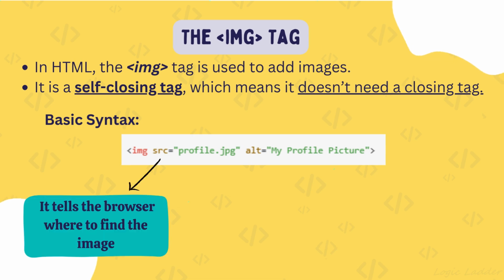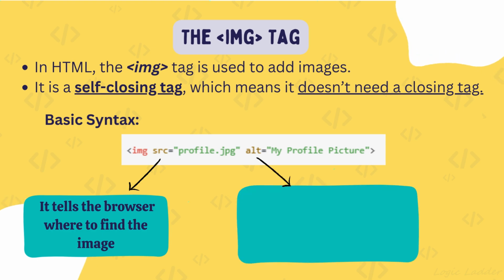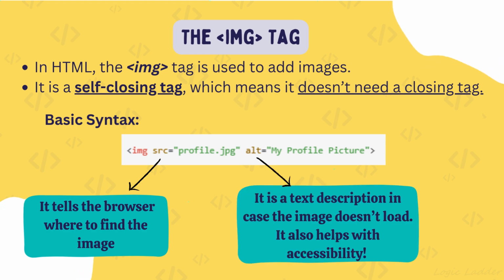Here, the src or source attribute is used to tell the browser where to find the image, and the alt attribute is an alternate text in case the image doesn't load. It also helps with accessibility.